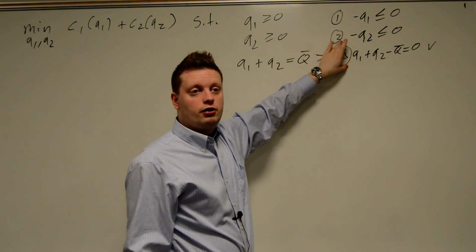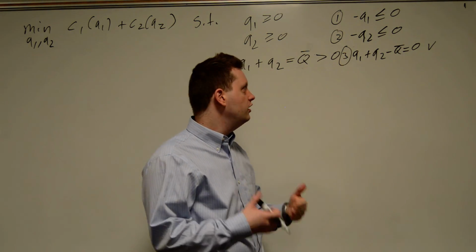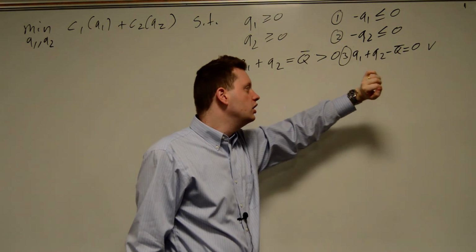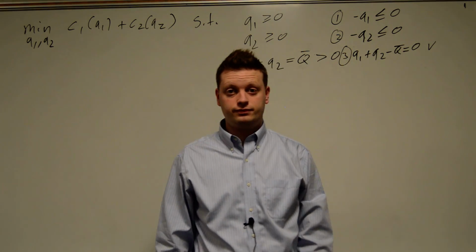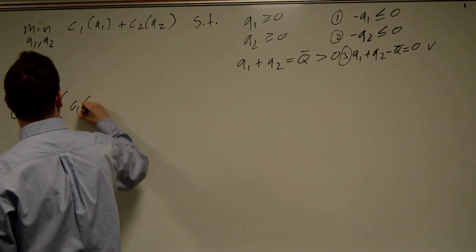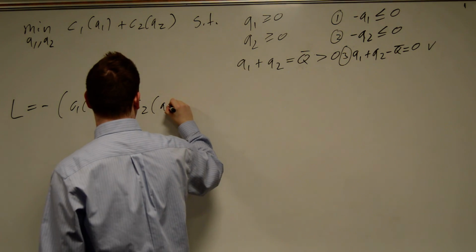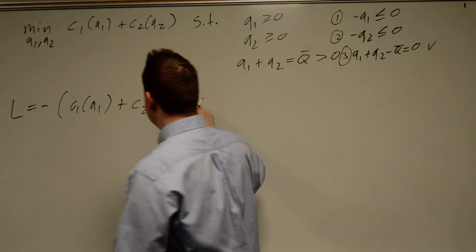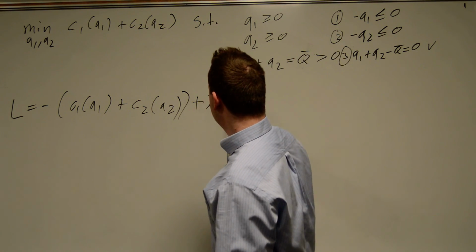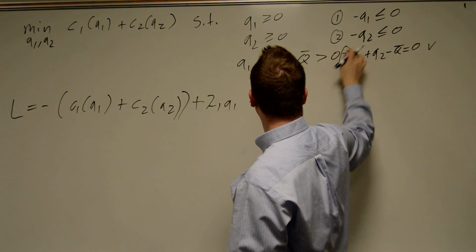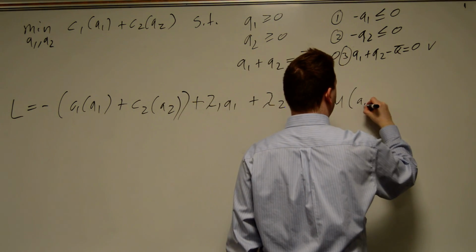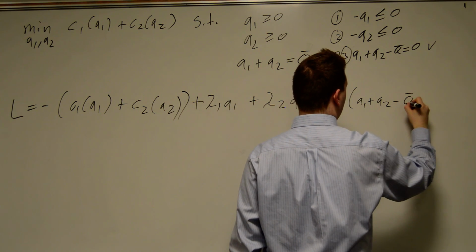The equality constraint here we need to treat as you would treat it if you don't have any inequality constraints. So let's call the multiplier mu, and we say mu times this constraint. And we can set up our Lagrangian. L is equal to minus C1 Q1 plus C2 Q2, minus lambda 1 minus Q1, so plus lambda 1 Q1 plus lambda 2 Q2, and third constraint minus mu times Q1 plus Q2 minus Q bar.